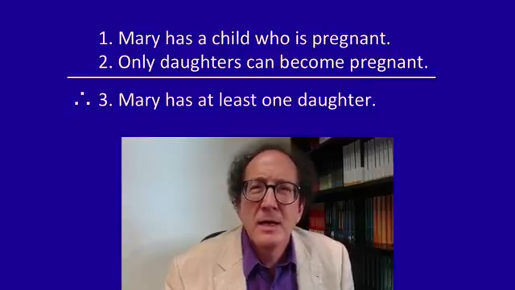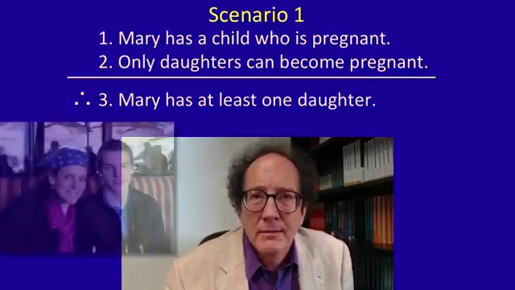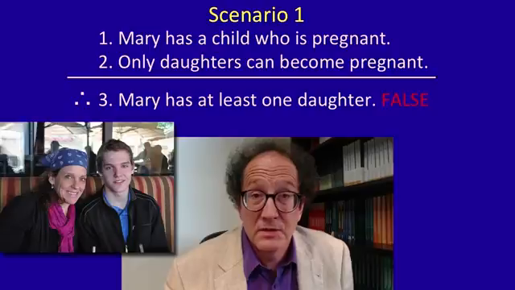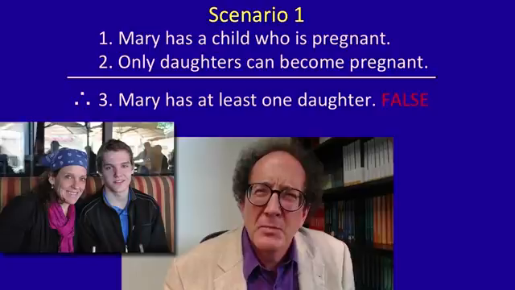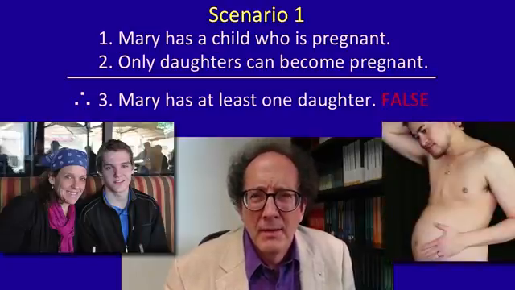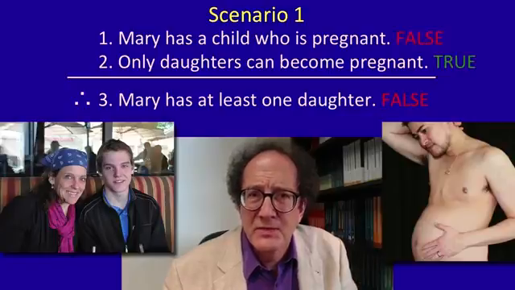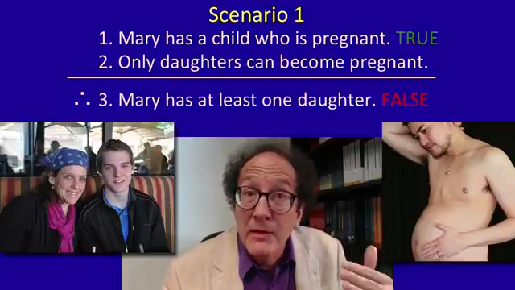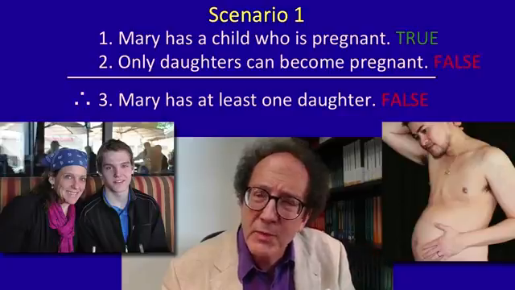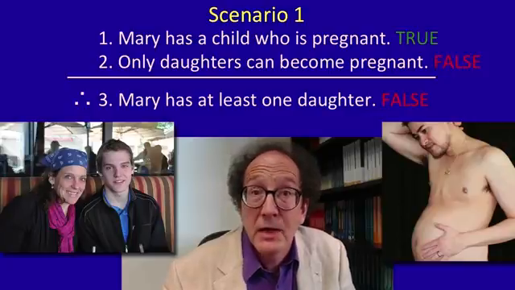Well, just try. Suppose Mary has only one child and it's a son. There, the conclusion is false. Good. But then, is that son pregnant? Well, if the son is not pregnant, then the first premise is false. Mary doesn't have a child who is pregnant. But if the son is pregnant somehow, don't ask me how, then the second premise is not true. It can't be true that only daughters can be pregnant because this child is a son.